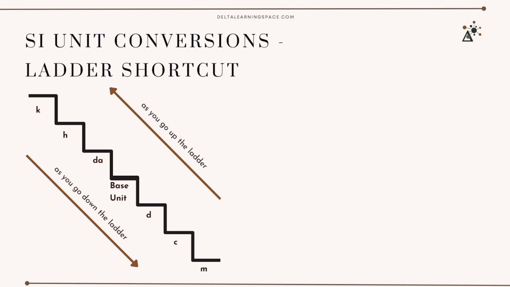Because our SI prefixes are just changes within magnitudes of 10, one way that we can convert between the units with prefixes is using the ladder method. As you go down the ladder, or going from kilo all the way down to milli, you move the decimal place of your given number to the right as many places as you go down the stairs. So as you go down the ladder, we move our decimal place to the right. And as you go up the ladder, you move the decimal places of your given number to the left as many places as you go up the stairs.